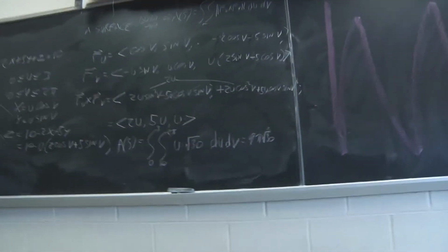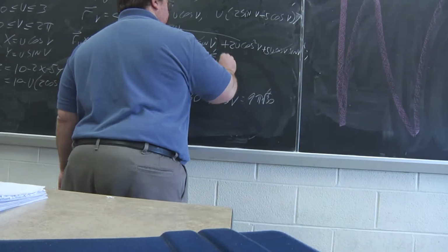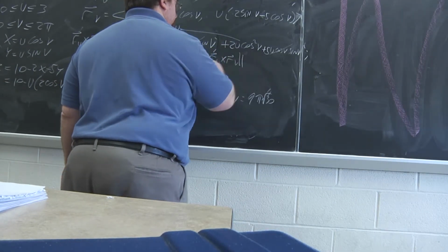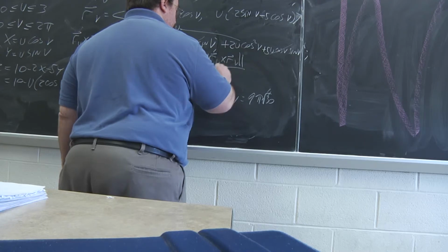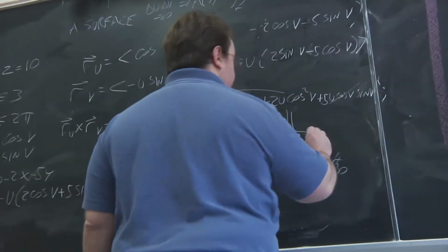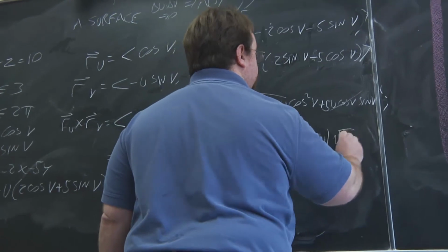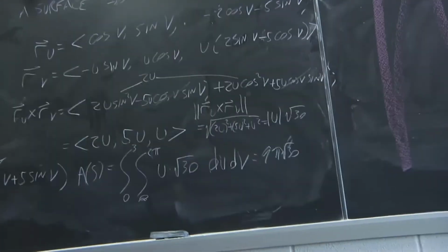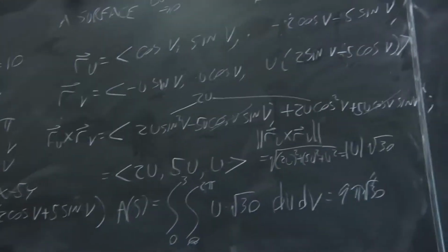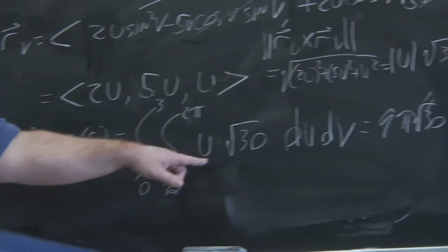Okay. So for completeness, the magnitude of RU cross RV is the square root of 2u squared plus 5u squared plus u squared. Strictly speaking, we get the absolute value of u times the square root of 30, because the square root of u squared is the absolute value of u. But u runs between 0 and 3, so it's okay in this case to just put u.